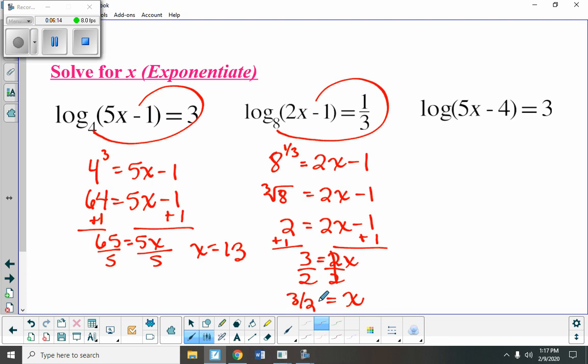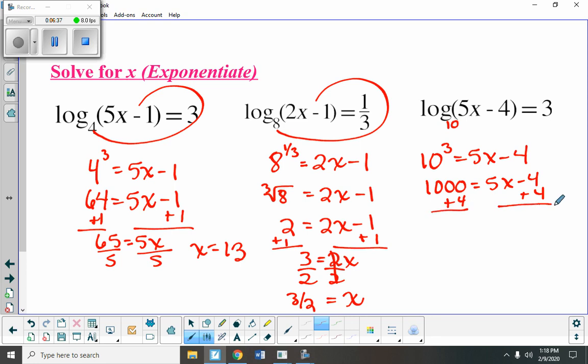In the next example, it says log of 5x minus 4 equals 3. Now we have to remember that when we don't see a base, it's base 10. So we'll write this in exponential form. 10 to the third equals 5x minus 4. 10 to the third is 1,000. So we add 4 to both sides. So that's 1,004 equals 5x. And then we divide both sides by 5. So x will equal that.